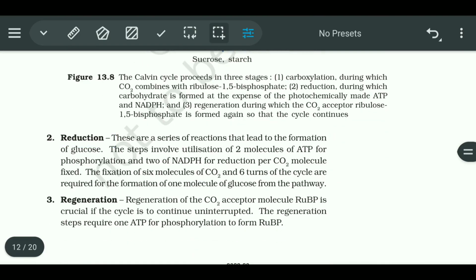Second, reduction. These are a series of reactions that lead to the formation of glucose. The step involves utilization of 2 molecules of ATP for phosphorylation and 2 of NADPH for reduction per CO2 molecule fixed. The fixation of 6 molecules of CO2 and 6 turns of the cycle are required for the formation of 1 molecule of glucose from the pathway.